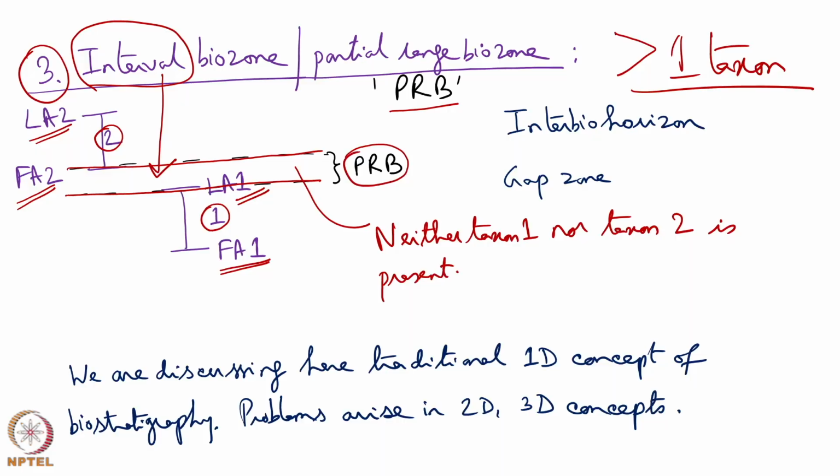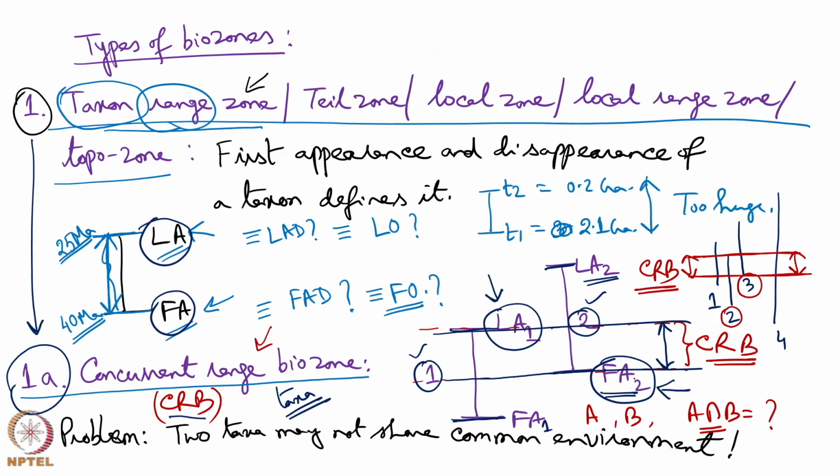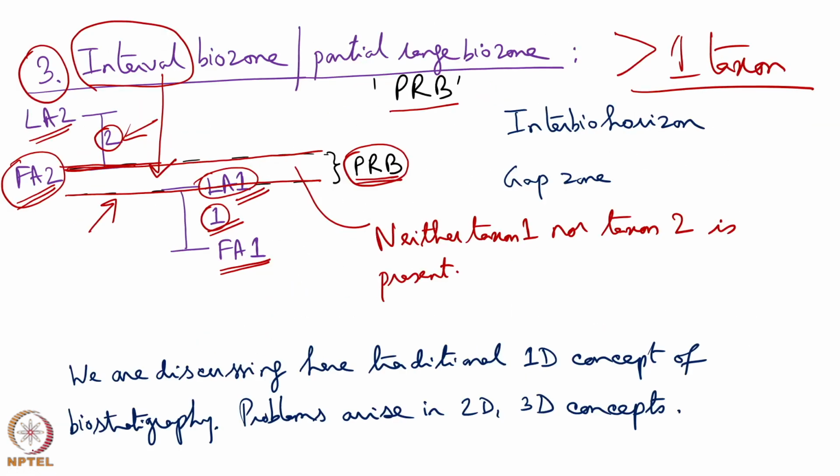So, in this case the lower boundary of the partial range biozone is defined by the last appearance of taxon 1, and the top boundary of the PRB is defined by the first appearance of taxon 2. So, in that way it is a bit similar with concurrent range biozone, where we are using more than one taxon, and we are finding the overlap time, and here we are finding a time range where there is no overlap. Interval biozone or the partial range biozone is also called the interbiohorizon, another name, or the gap zone.